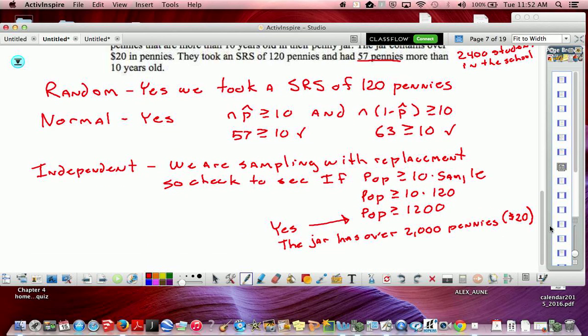The last part, the independence, we're sampling without replacement. So we're actually taking the penny out, we're not putting it back in, we're just taking out 120 pennies. So we want to make sure our population is greater than 10 times our sample. Our sample was 120, so we have to make sure we have at least 1,200 pennies in our jar. The nice thing is they told us that our jar contained at least $20. So we know our jar has over 2,000 pennies in it. 100 pennies in a dollar, at least $20 is 2,000 pennies. So this condition is met.